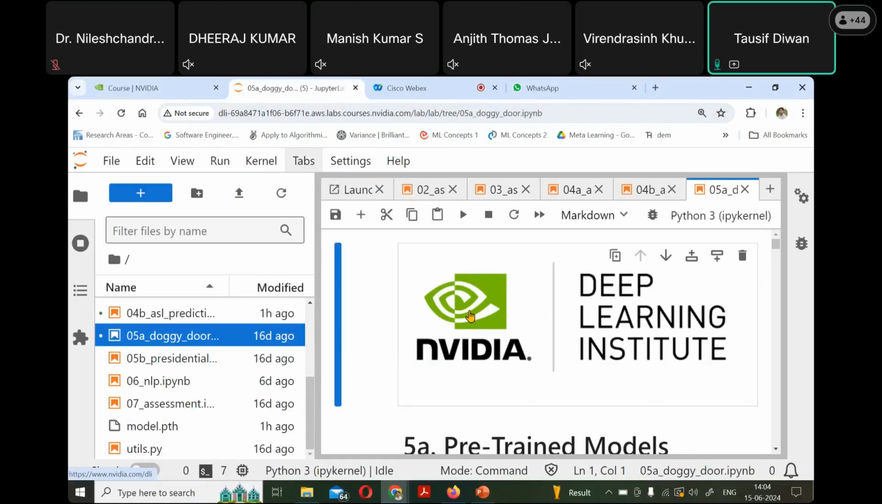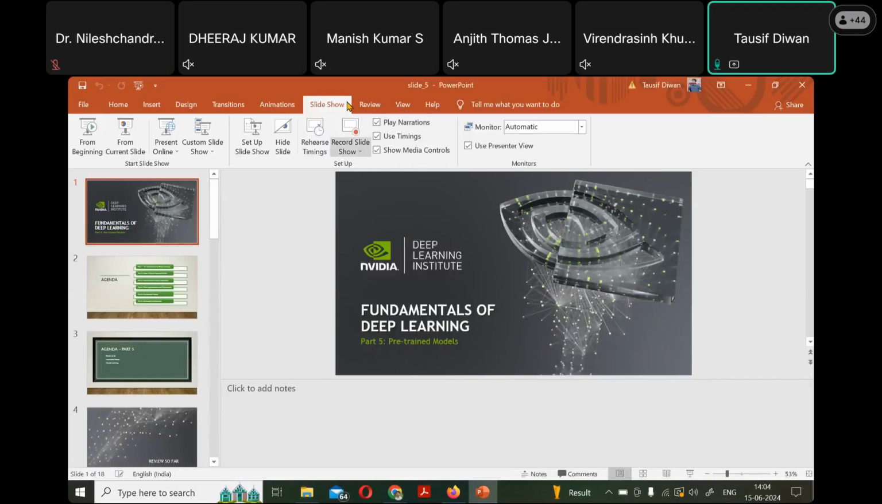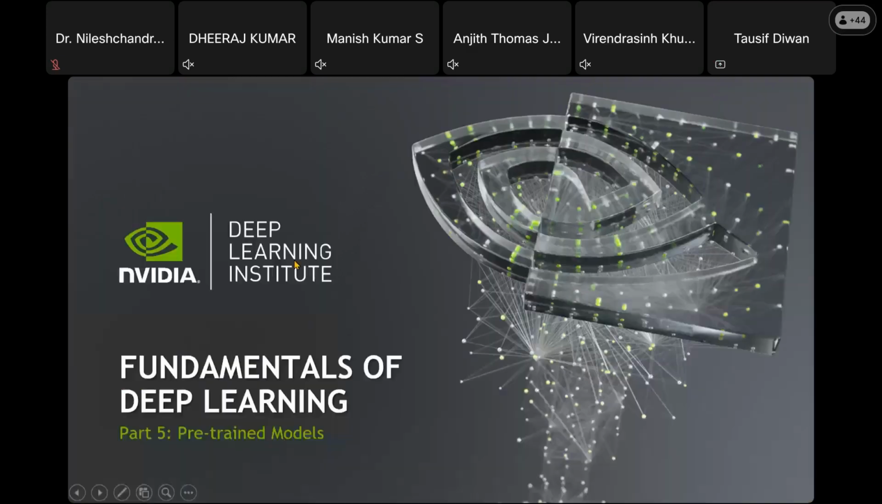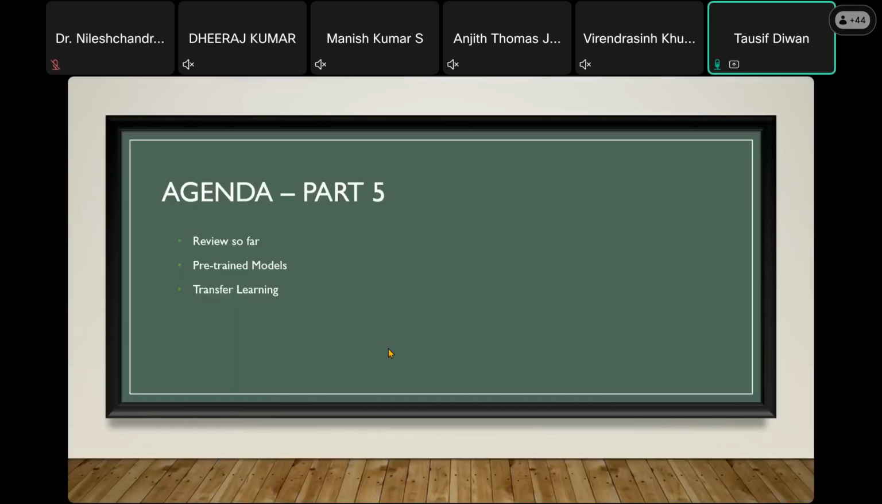Let's start with the remaining presentations and the notebooks. Here basically we will see how we can use the pre-trained models, and then we will once again jump to the notebooks. So far we have seen how we can create deep neural networks, how we can create convolutional neural networks, how we can augment the data set, and now we will move to pre-trained models and transfer learning.